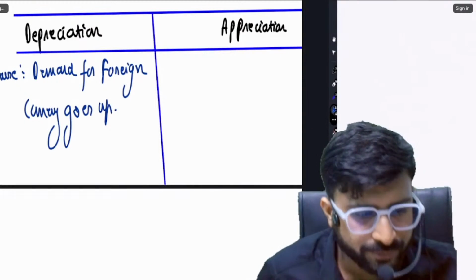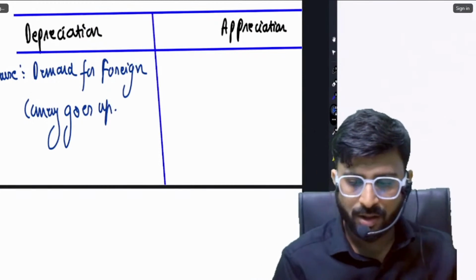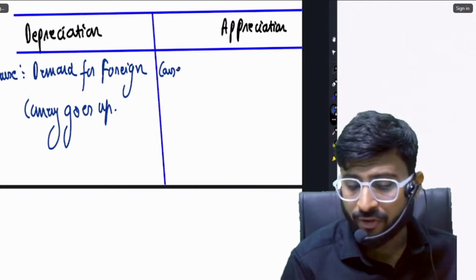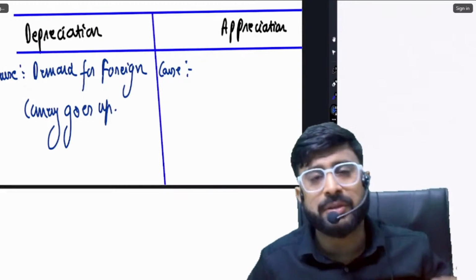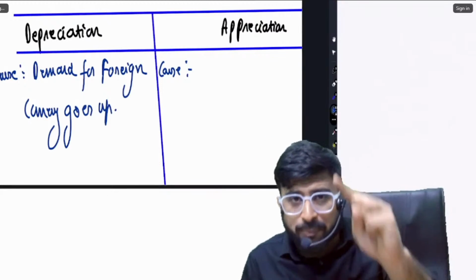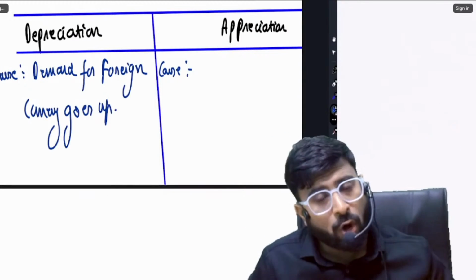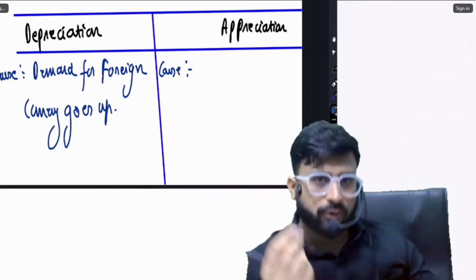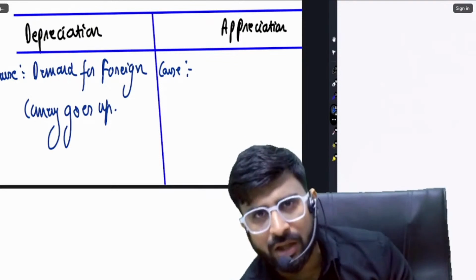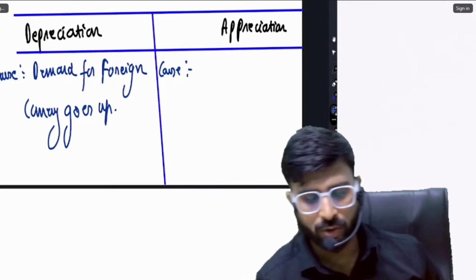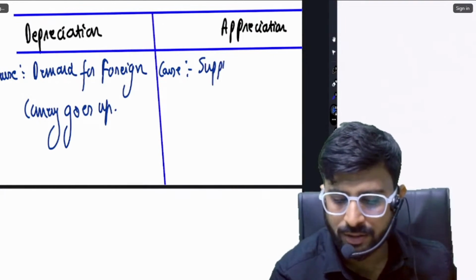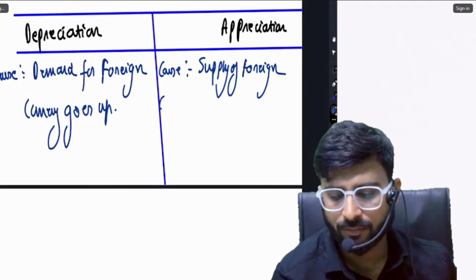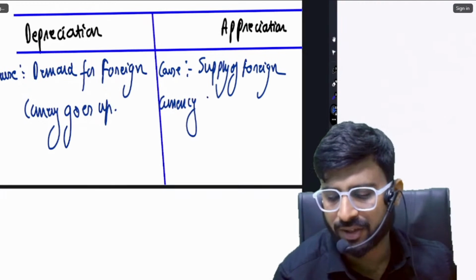And here the main cause for appreciation of our currency, meaning home currency, is that supply of foreign currency has increased. Because of that, the price of foreign currency has fallen. If the price of foreign currency has fallen, of course the price of our domestic currency, the rupee, is going to rise. So the cause is that supply of foreign currency goes up. That is prima facie the main difference.